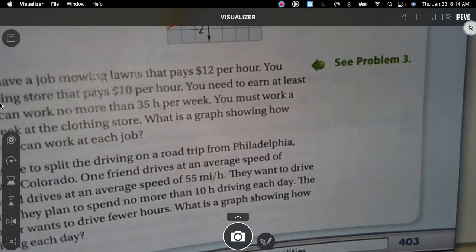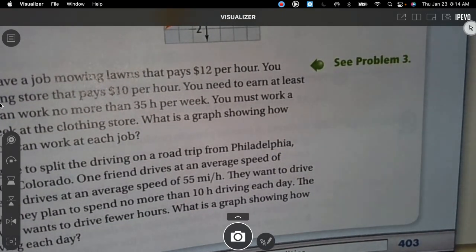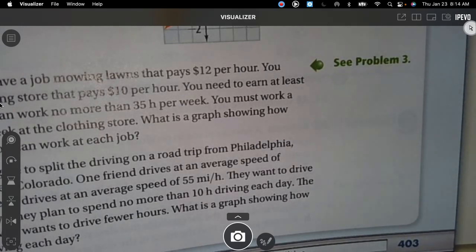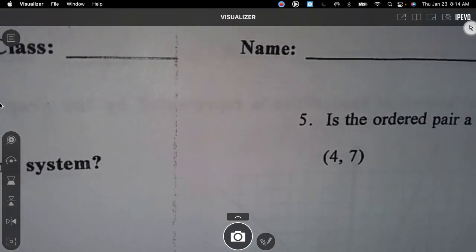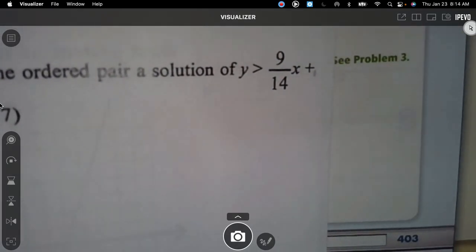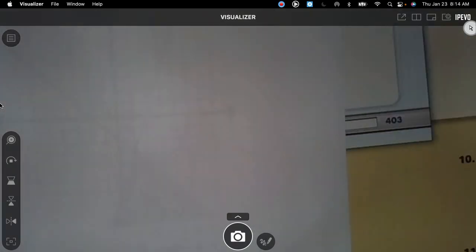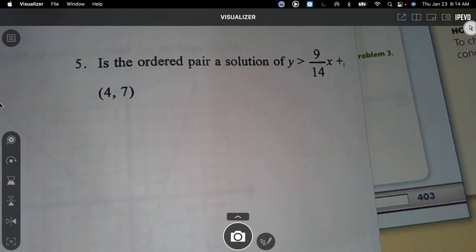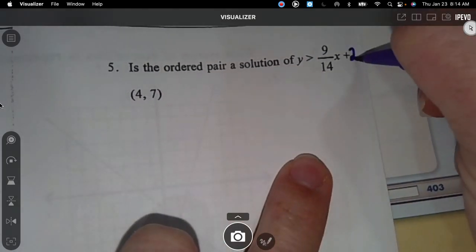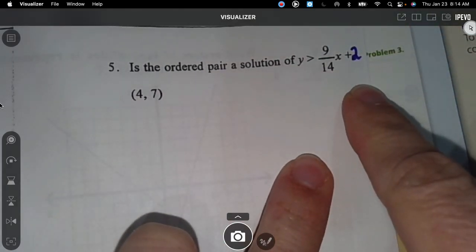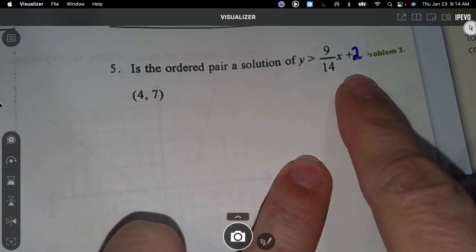I think that might be everything except, hold on, there's one thing wrong with your worksheet. It cut off a number. It's +2. Look, on your worksheet, this is your little inequality. Is the ordered pair a solution, that's supposed to be a 2. Okay? Everybody see that? So just write that when you get your paper.